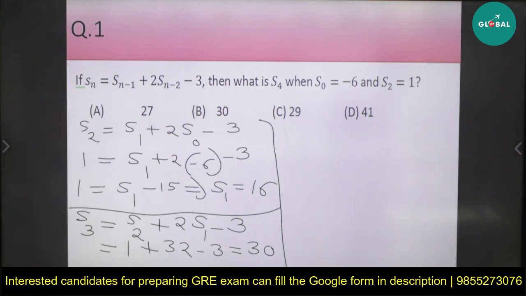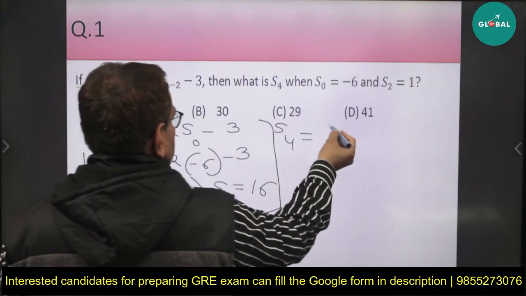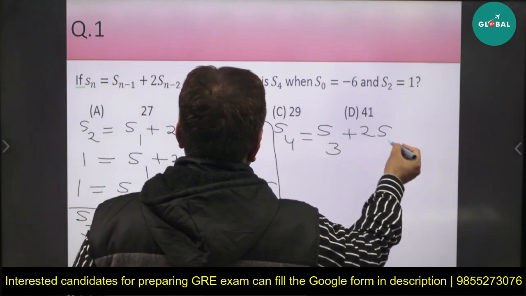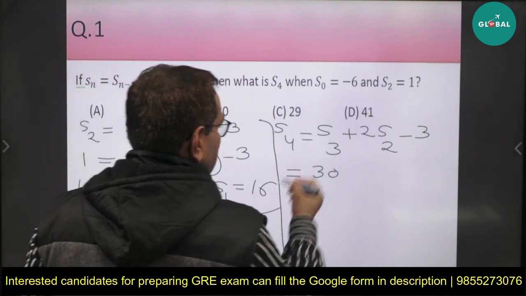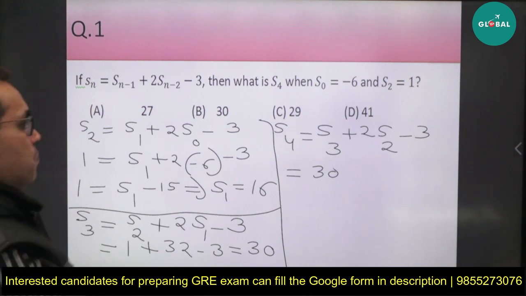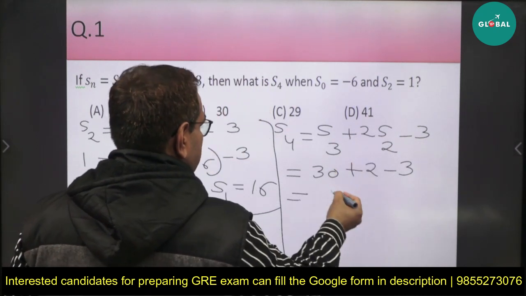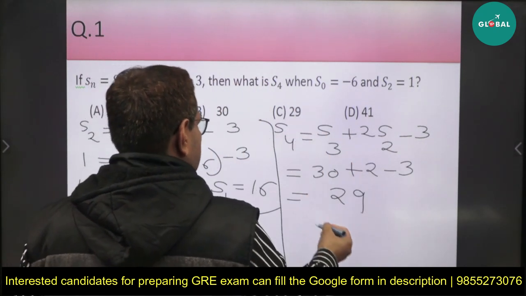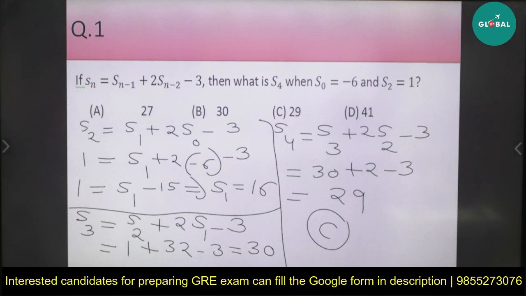Now we can put n equal to 4. Successively we will move forward. So putting n equal to 4 here, we get S4 equals S3 plus 2 S2 minus 3. That equals S3, which is 30, plus 2 S2. S2 is 1, so plus 2 into 1, 2, minus 3. So 32 minus 3, so 29. So option C is the correct answer. You can see this C as the right answer. Such types of questions we get in the GRE exam, you have to prepare. All of you can solve such questions easily. Successively you have to move.